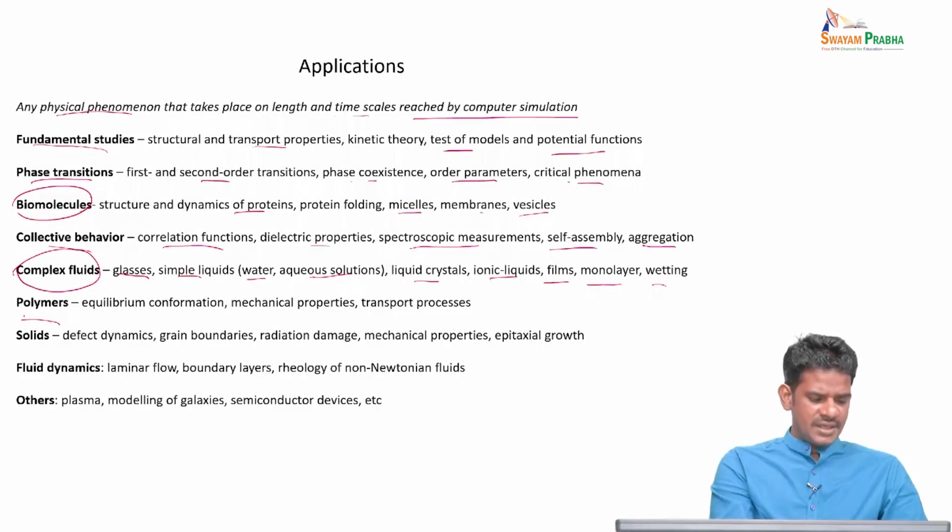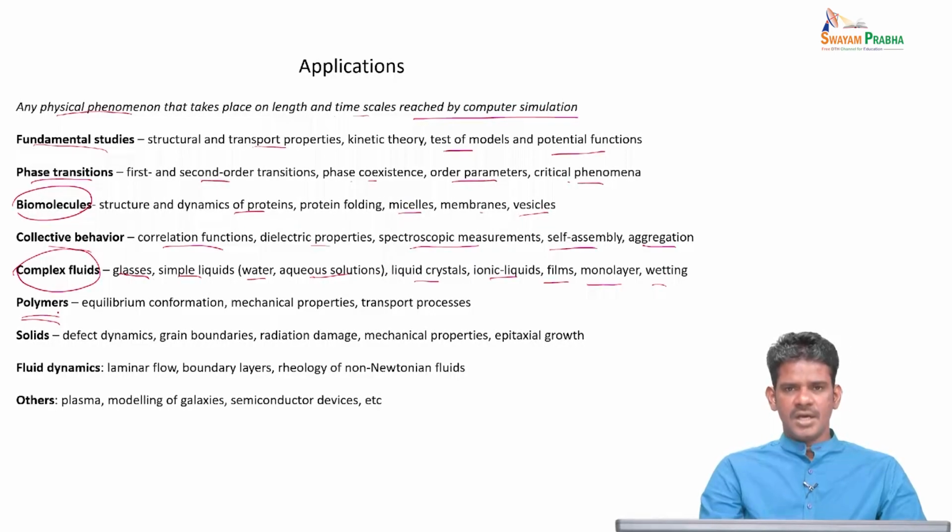And polymer is another active area in which molecular dynamic simulations have contributed enormously in understanding their physics, which involves studying equilibrium conformation of large polymeric molecules, predicting their mechanical properties as well as transport properties. We invariably use polymers in various applications. Looking at their mechanical behavior and transport properties are extremely important, and it's still an active area in which molecular dynamics is very important.